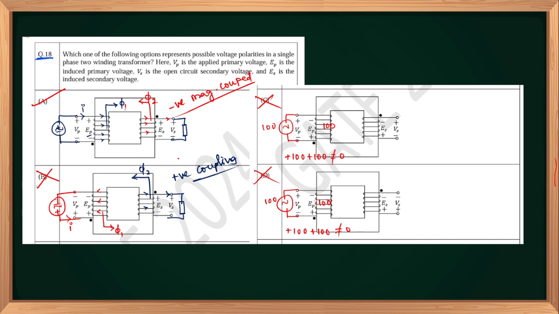Because magnetomotive force balance has to happen. Right, so a negative coupled circuit. Negative coupled circuit is the correct answer.